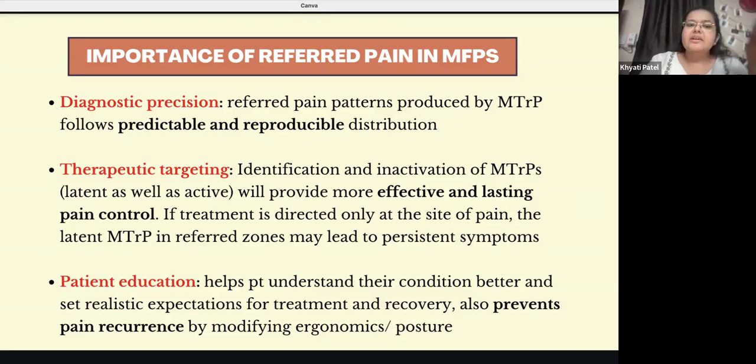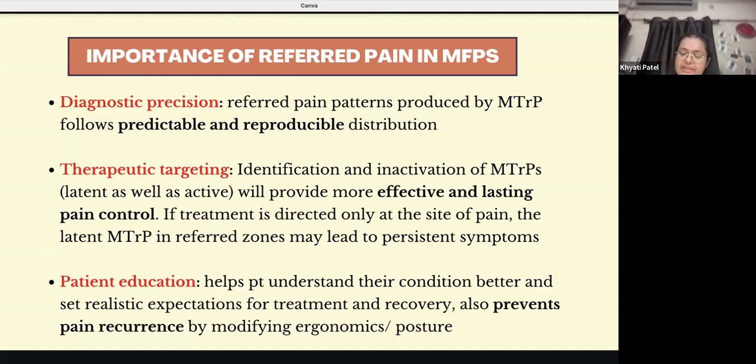The treatment is not only directed at the site of pain, but also in the referred zone, and you will also be treating latent MTRP, which will give you persistent pain relief. And it also helps in patient education because you can help patient understand their condition better. And once they identify how the MTRPs were formed or what were the triggering events, they can reduce or prevent the pain recurrence by modifying their posture or ergonomics as and when applicable.